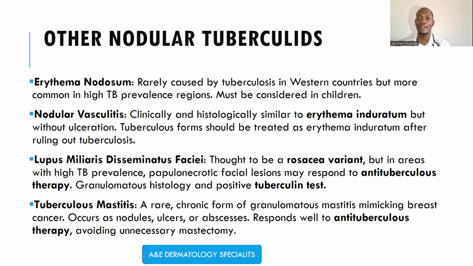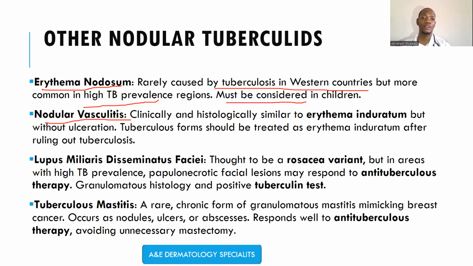Then we have these other tuberculids that have also been reported, but rarely. The first one is erythema nodosum. This is usually caused by TB, especially in Western countries, but it is also more common in areas with high TB prevalence, like Uganda, and is commonly seen in children. You can also get nodular vasculitis, although this has been said to be similar to erythema induratum of Bazin. The only difference is that you don't get ulceration as we get in Bazin.